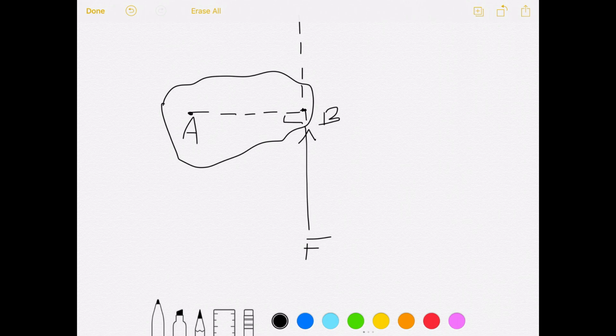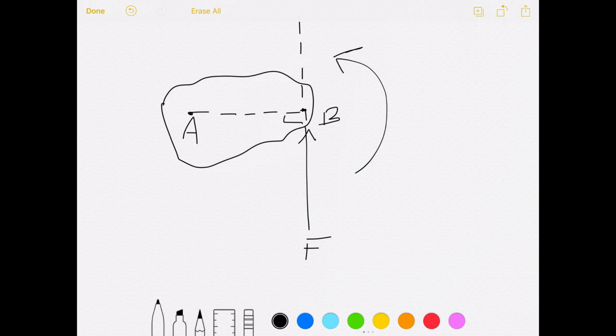Now this force applied on the object, as it is pivoted at the point A, will cause a rotational motion in this direction shown by the arrow. It will bring the object into rotation. This is the turning effect of the force applied.